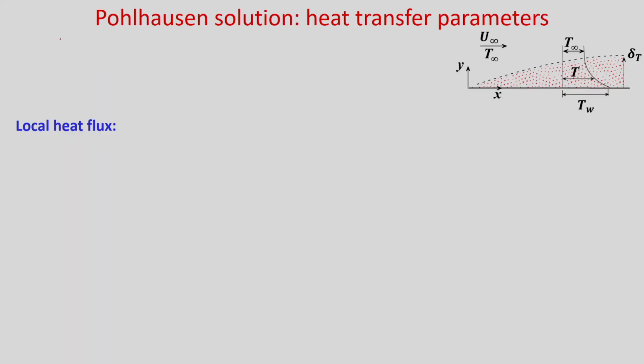Hello everyone. So, in the last lecture we derived the Pohlhausen equation starting from the energy equation. Today we will find the different heat transfer parameters like heat flux, heat transfer coefficient, and Nusselt number from the solution of the Pohlhausen equation. So, you can see the dimensionless temperature we derived in the last class.